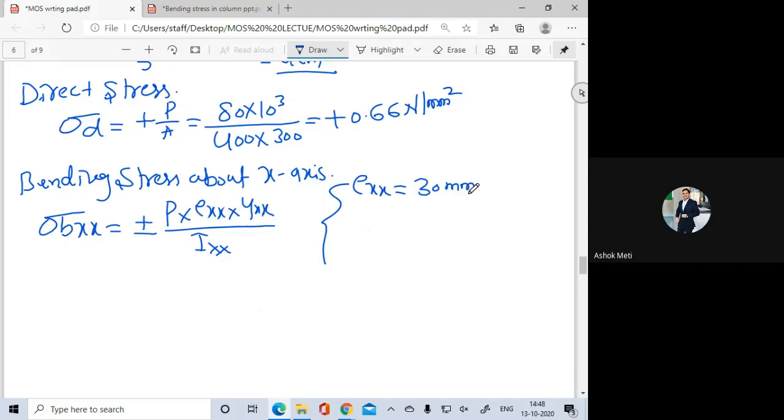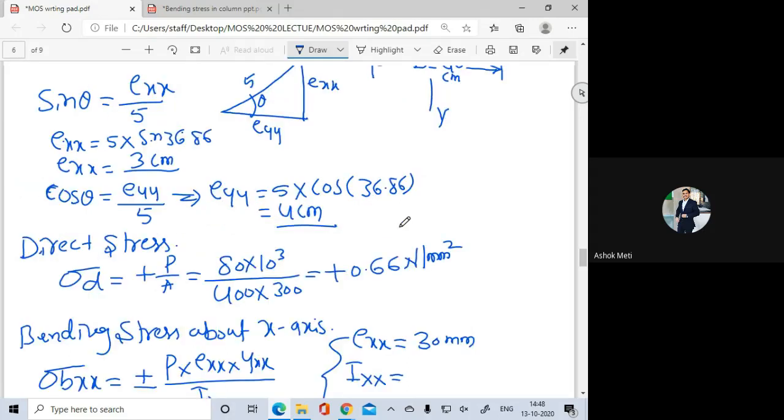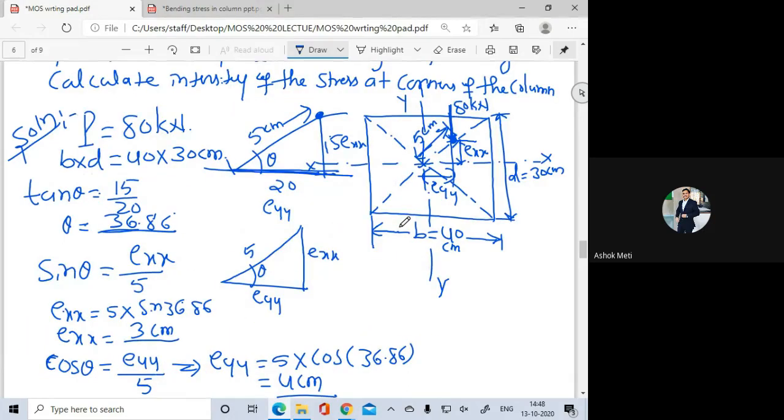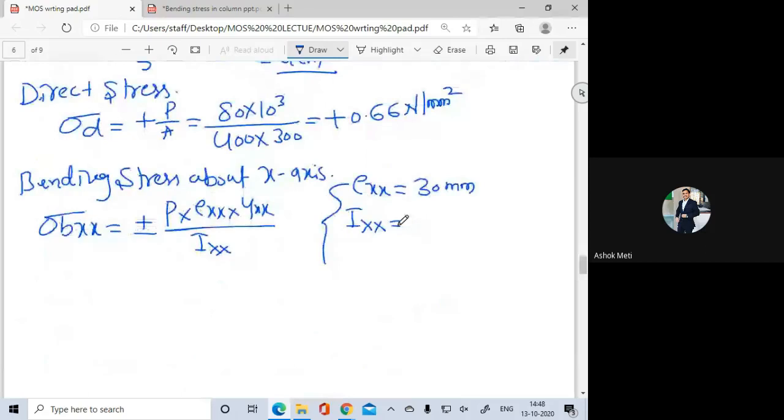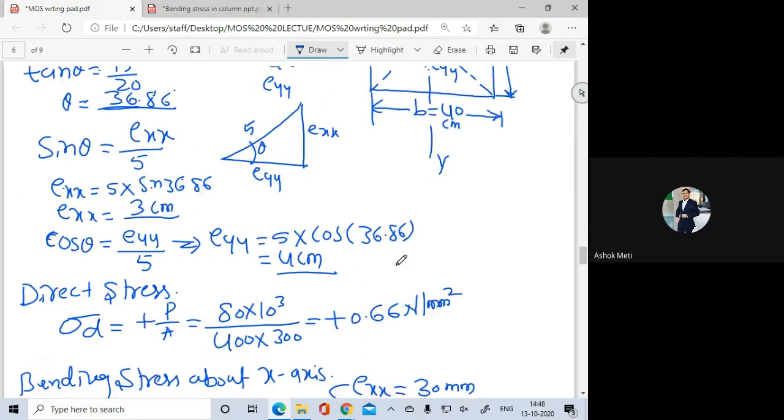And similarly, I want to calculate the ixx. So how to calculate the ixx? Using bd cube upon 12. Here B is 40 and D is 30, so again converted into mm, here 400 into 300 cube upon 12. So this is ixx. Can you tell me why xx here? Anyone, can you tell me why xx?